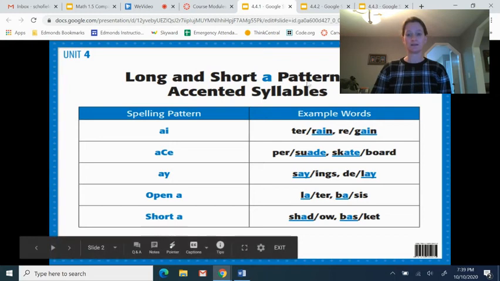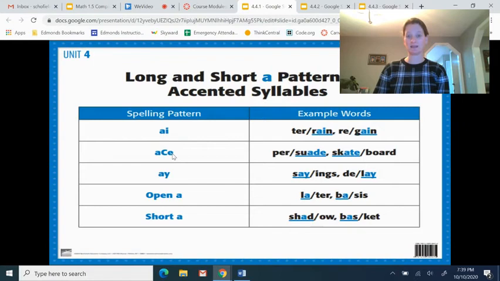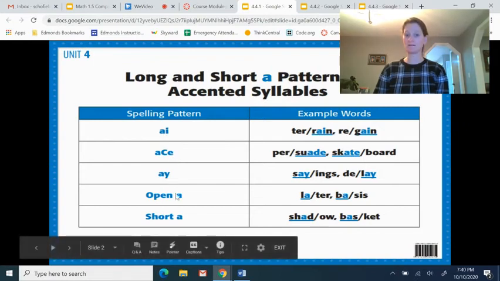So what I want you to see is that this week, I know it seems confusing, but there are 5 different spelling patterns we are looking for. The AI, the A and then a consonant and then E, AY, and an open A. And remember, open means that the A is the last letter or sound in that syllable, and then the short A sound. And so here we've got some examples.